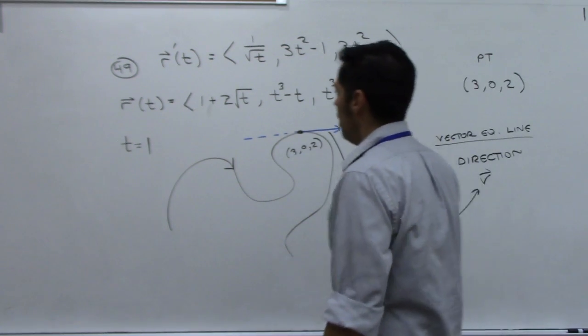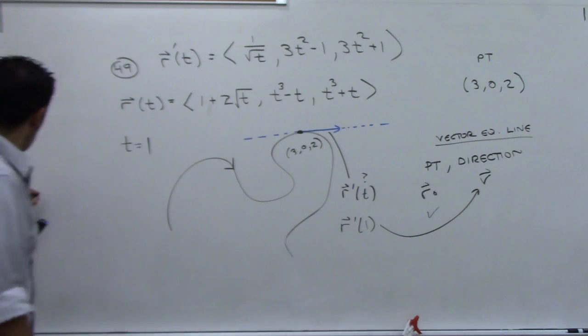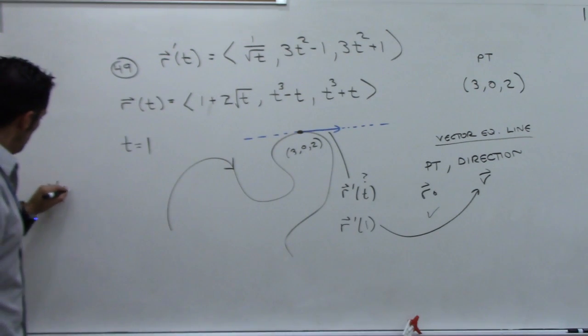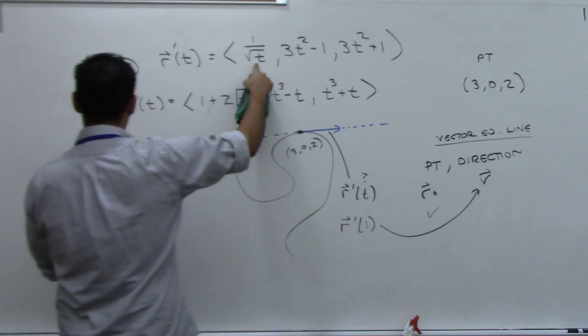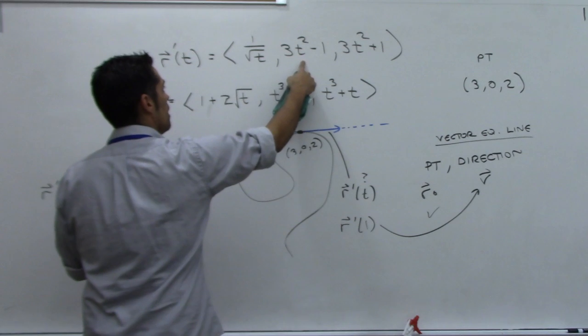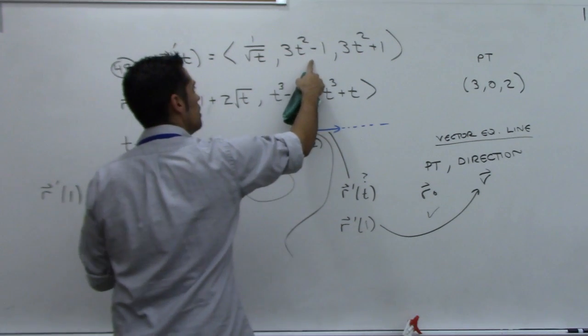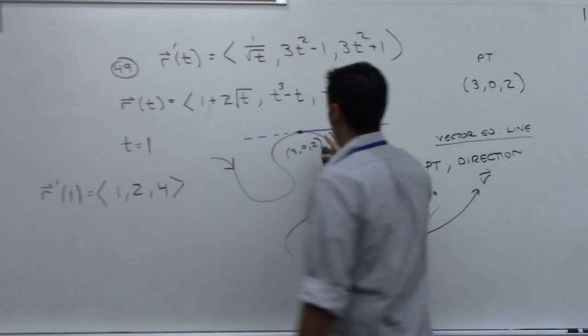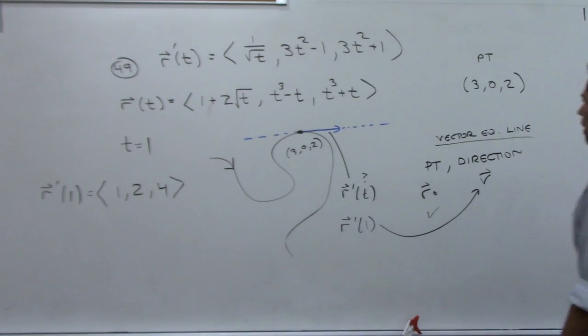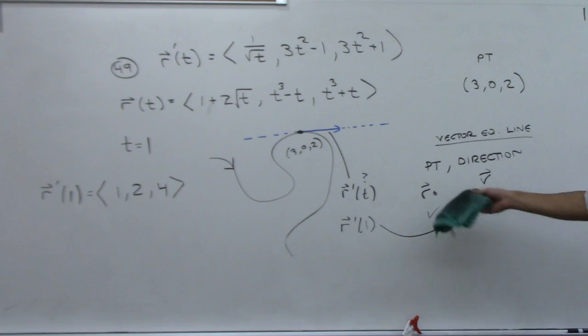And now let's plug 1 in. So what's the derivative at 1? That would be 1. This will be 3 minus 1 is 2. And then 3 plus 1 is 4. So this should be the vector 1, 2, 4. So I'm ready to come up with the vector equation of my line using these two things.